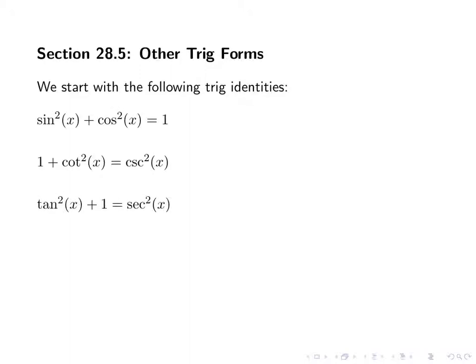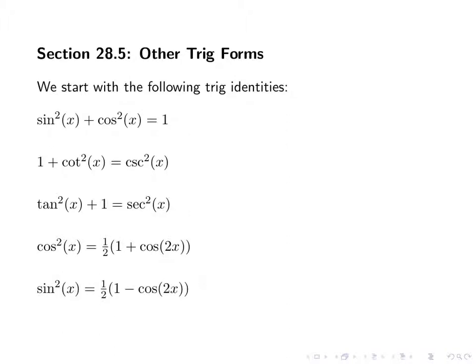Hi, today we're going to look at section 28.5, other trig forms. We're going to start by looking at a couple of identities, the first three of which we actually talked about in the last section. So those are the main trig identities, and we're also going to look at two others.